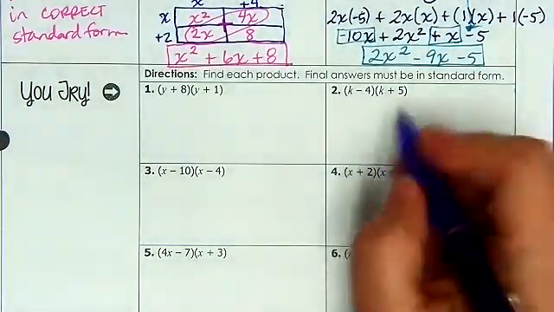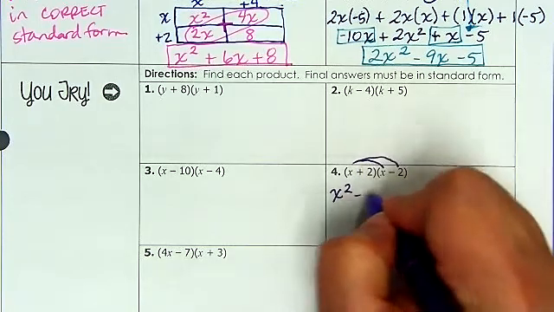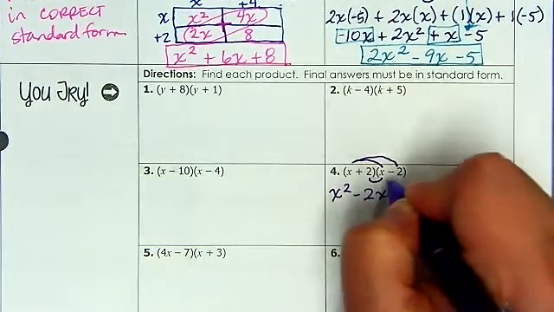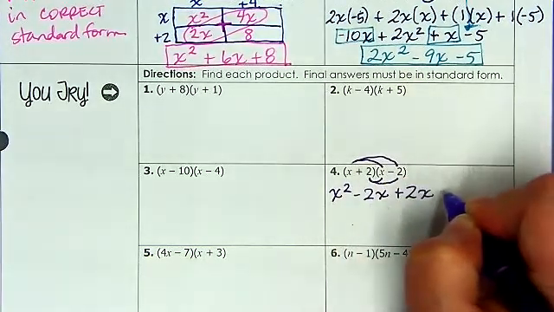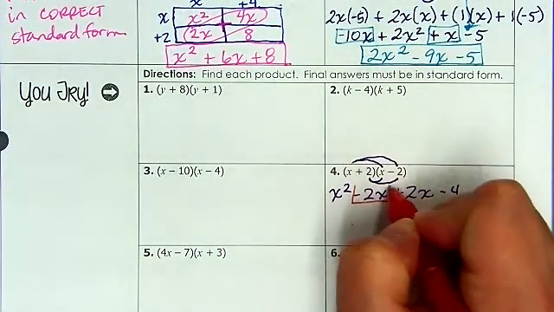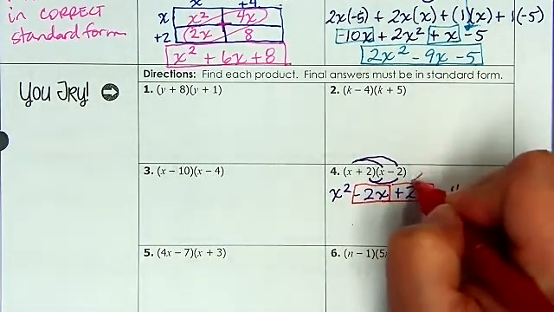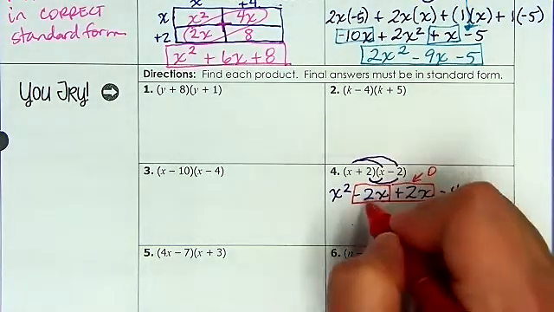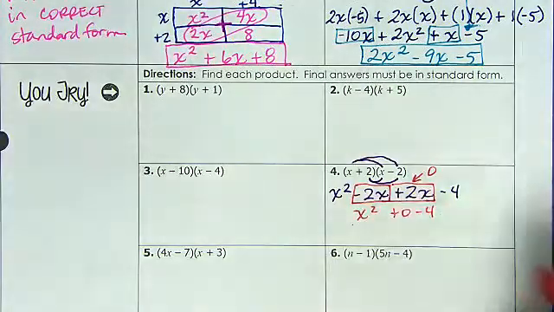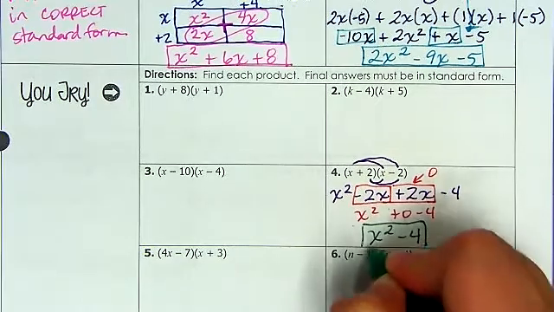So when I'm multiplying here, I'm doing x times x, which gives me x squared, x times -2, so that's -2x. 2 times x gives me a positive 2x. 2 times -2 is a -4. Now, what we're going to notice here is when I go to combine my like terms, they're the same thing, but one's positive and one's negative, which means that this equals 0. So I'm going to technically have x squared plus 0 minus 4, but I don't write the plus 0. I don't need it. My final answer is x squared minus 4. This is in correct standard form.